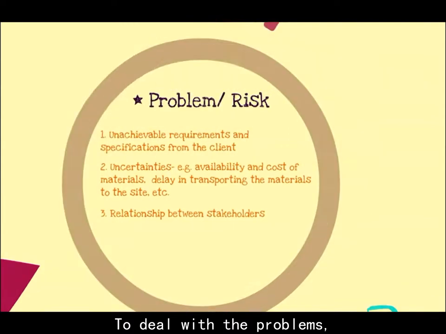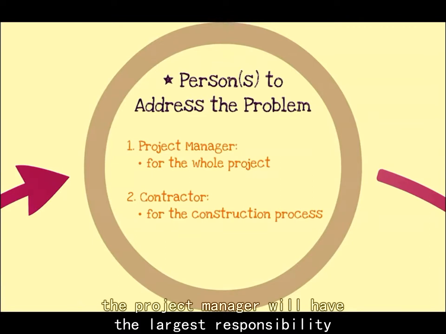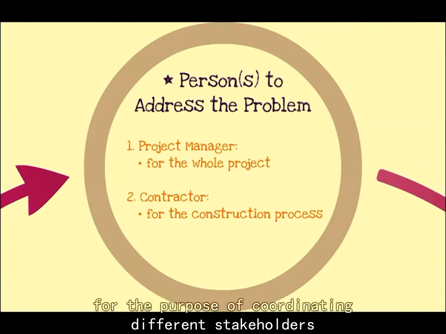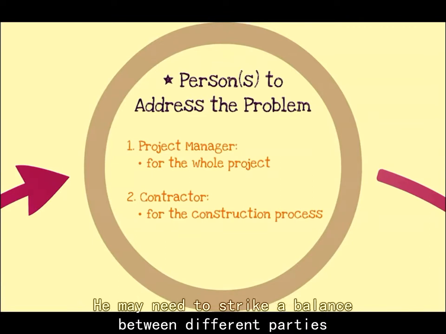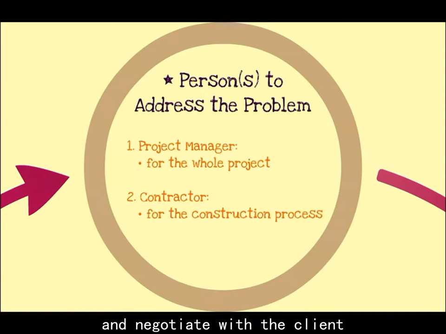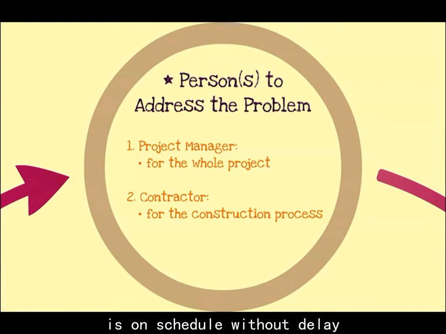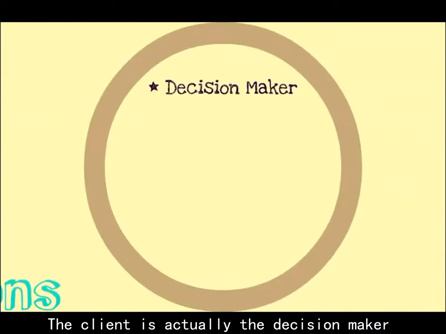To deal with the problem, the project manager will have the largest responsibilities for the purpose of coordinating different stakeholders. He may need to strike a balance between different parties, especially managing the whole project team and negotiating with the client. The contractor will make sure the whole process is on schedule without delay. The client is actually the decision maker.